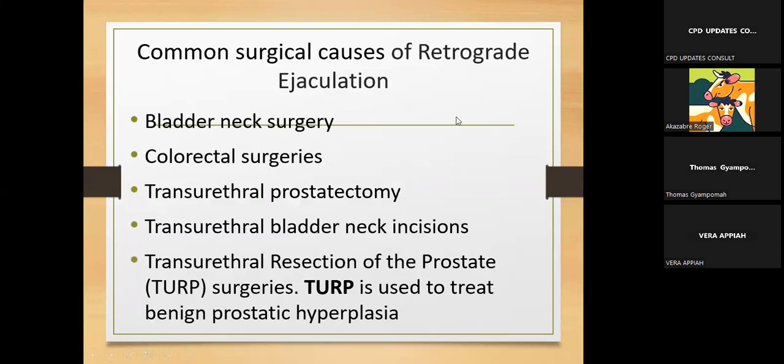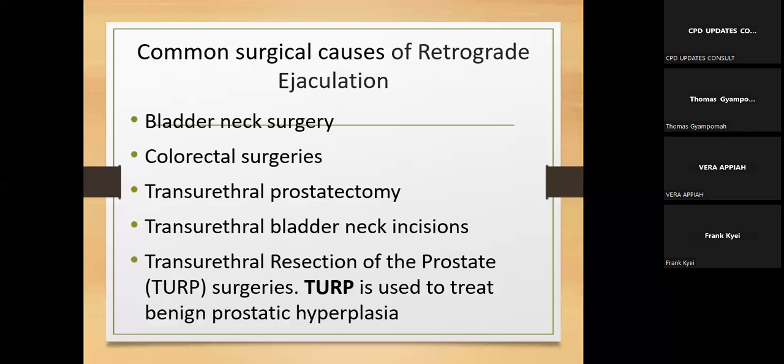I think we've talked about a lot of these things. Common surgical causes of retrograde ejaculation. Of course, if there is a surgical intervention in the bladder area, it could also compromise the muscles that control the bladder neck. Either colorectal surgeries, or transurethral prostatectomy. We said transurethral. Of course, you know about prostatectomy, the removal of the prostate. Now, there's a newer technology where instead of opening up, they use an instrument through the urethra, so transurethral, to the prostate area and do the surgery there.